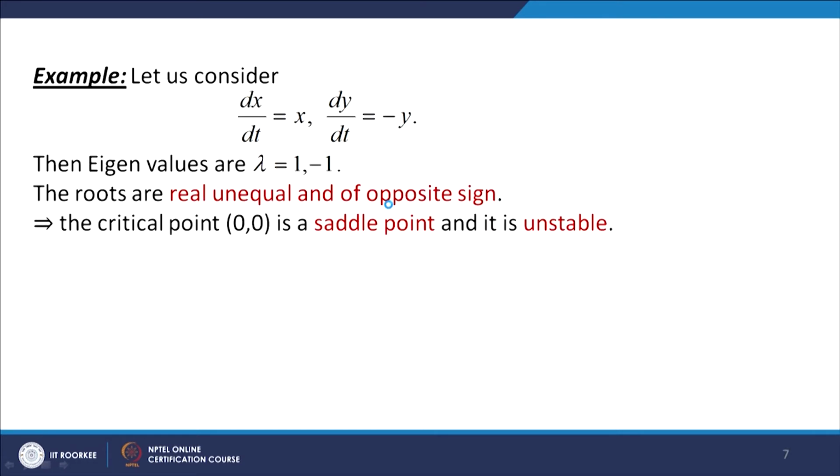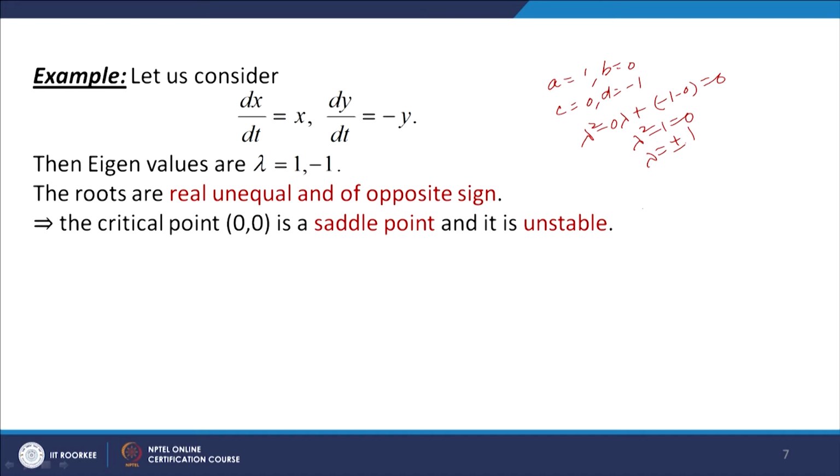Now, let us consider the example of dx by dt equal to x, dy by dt equal to minus y. So, here you can see a is equal to 1, b equal to 0, c equal to 0 and d equal to minus 1. So, what do we have? Lambda square minus a plus d, a plus d means 1 minus 1 is 0, so 0 into lambda, and then plus ad minus bc. ad is minus 1. So, lambda square minus 1 equal to 0, and therefore, lambda is equal to plus minus 1.